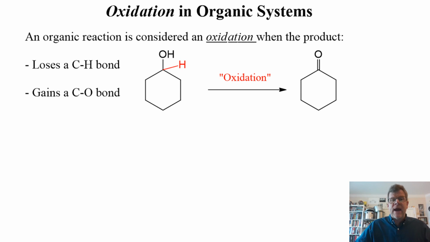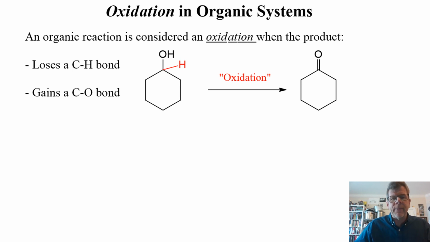So an organic reaction, and here's a representative reaction right here in front of us, is considered an oxidation when the product loses a carbon-hydrogen bond and gains a carbon-oxygen bond. That is diagnostic for an oxidation having occurred. So importantly, we have to compare this starting material with the product and see if these two things happen. If we look at the starting material here, this is our carbonyl carbon, and we have in red a CH bond there, one of them. And we also have one carbon-oxygen bond leading from the carbonyl carbon to the oxygen of that alcohol.